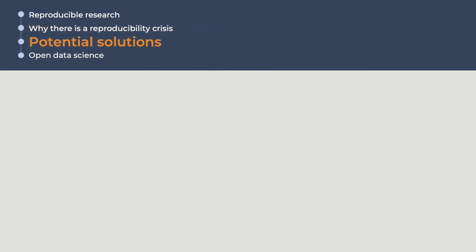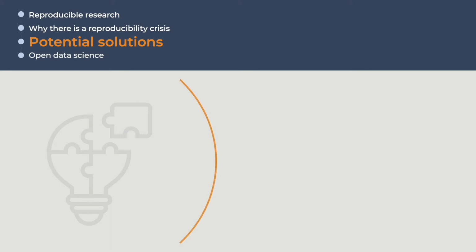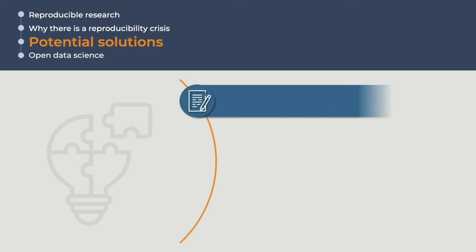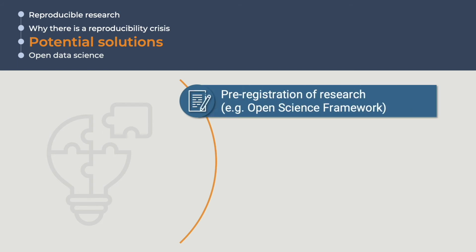So, what can we do as data scientists to get around these barriers to reproducible research? Here we outline some potential solutions. Pre-registering the study protocol, including the study design, measures, and analysis plan, is a highly effective strategy to avoid cognitive biases and protect against p-hacking, selective reporting, and publication bias.